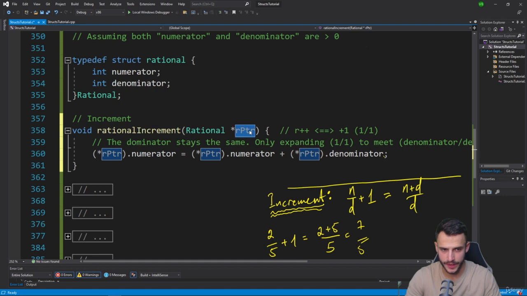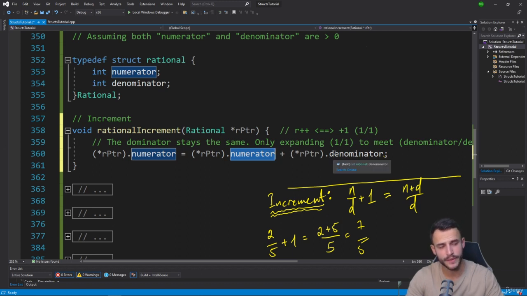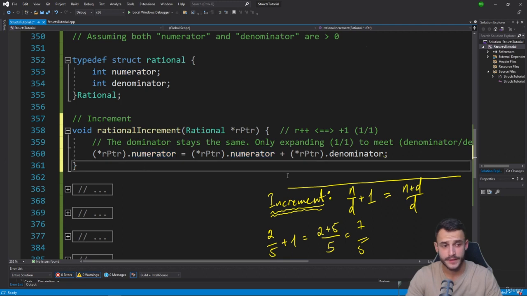rational variable. And then we are going to say that the result numerator will be equal to the numerator itself that we take. This is it. And also we are going to add to it its denominator. Okay, so numerator plus denominator. That's what we are going to do. That's basically what we do.